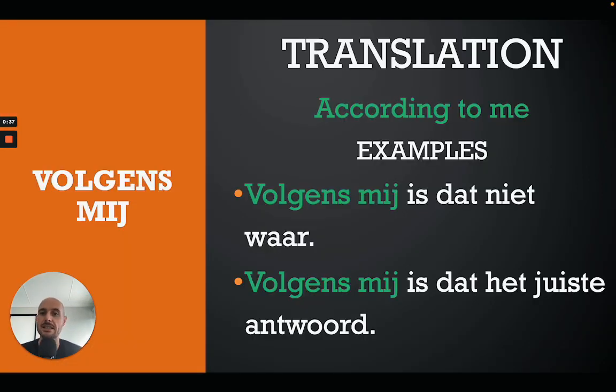Alright, so basically what we'll do during this lesson, we'll see different ways in Dutch to express your opinion. And maybe the most popular one, or maybe the most useful one, is volgens mij. And volgens mij, if you translate that in English, means according to me. Volgens mij is dat niet waar. So according to me, that is not true. Of volgens mij is dat het juiste antwoord. According to me, that is the correct answer, right? So basically, if you want to start off with volgens mij, you say according to me in English, and it's a great way to express your opinion in Dutch.